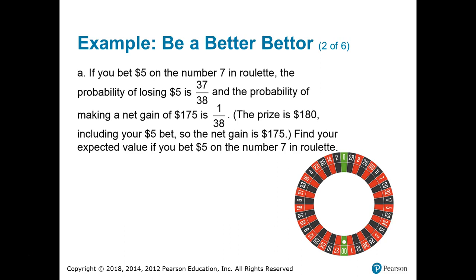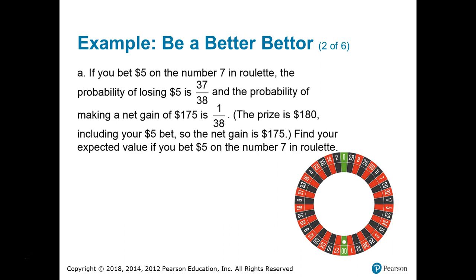So there's a 37 out of 38 chance that you'll lose $5, and then there's a 1 in 38 chance that you will have a net gain of $175, which is the 35 to 1 odds that we talked about in the previous section. So the prize that you would get if you guess 7 correctly is $180, including your $5 bet. So the net gain is $175. So find your expected value if you bet $5 on the number 7 in roulette.